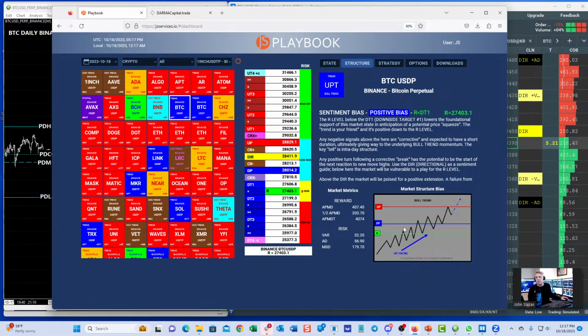So this is for a bull trend. This is the inflection point that's going to tell us that this bull trend is no longer true. As long as we're above this point, the market's positive, and if we're below it, there's a problem. And that comes in today at 27,403. So we know that's the lower extreme for this bull trend.